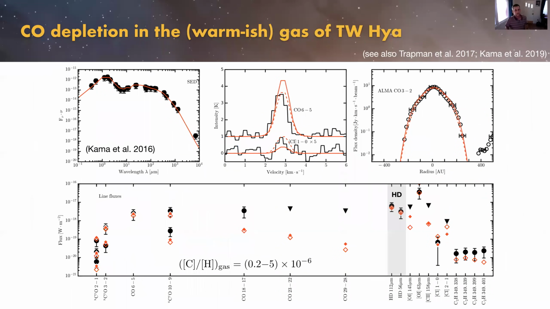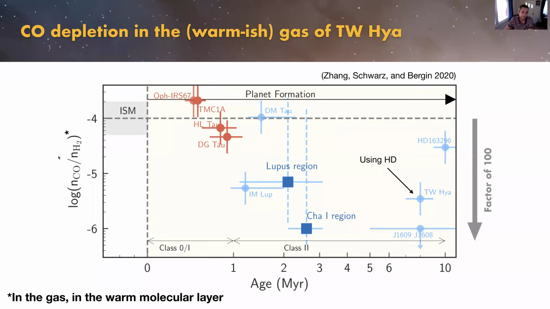Similar results were obtained by Mikkel Kama. He was fitting simultaneously, again for TW Hydra, the SED, a bunch of CO lines, the HD here, and some atomic carbon lines, and also found that it's necessary to reduce the elemental abundance of carbon by 2 orders of magnitude. So if we add this asterisk that says this is in the 20-plus Kelvin region, we can put TW Hydra on this plot here.